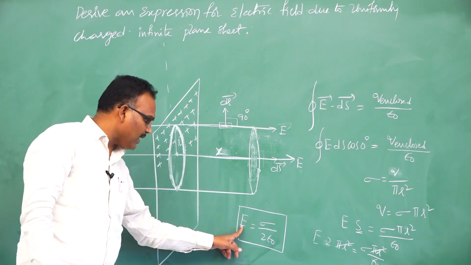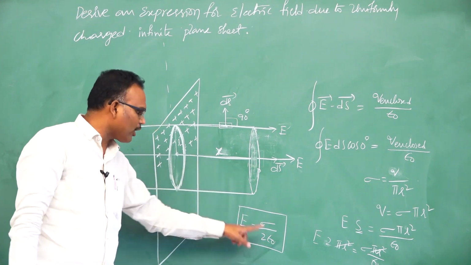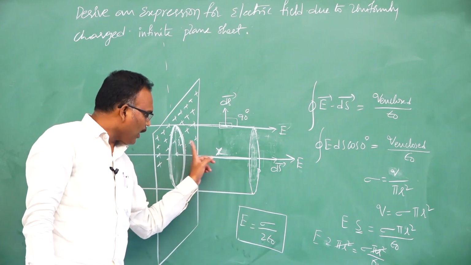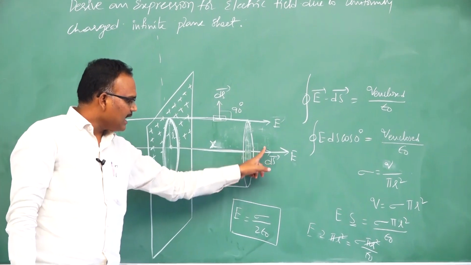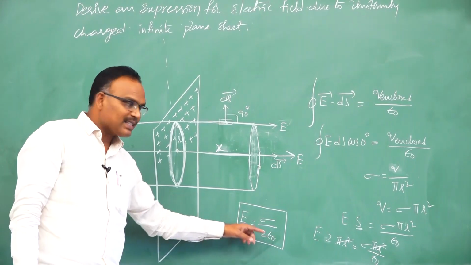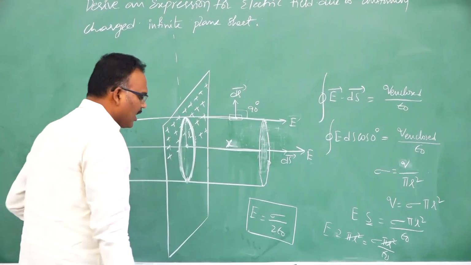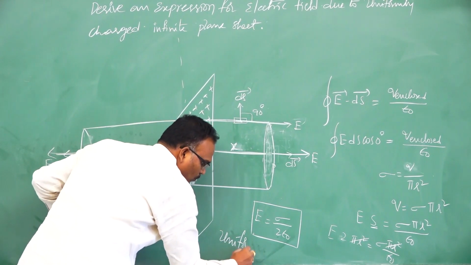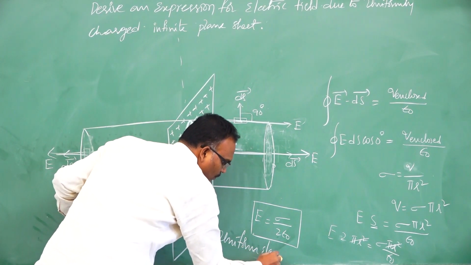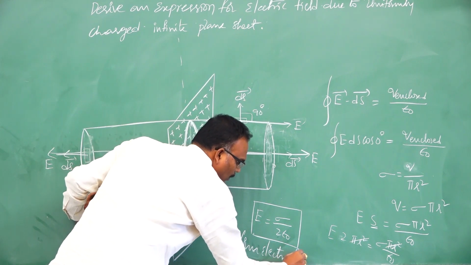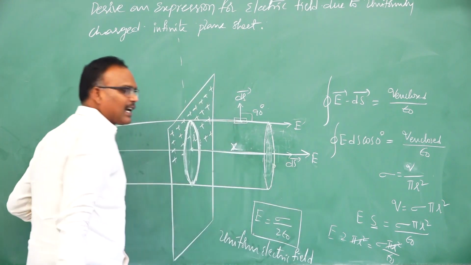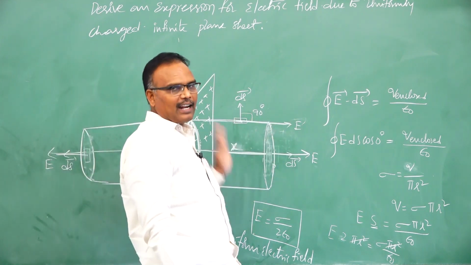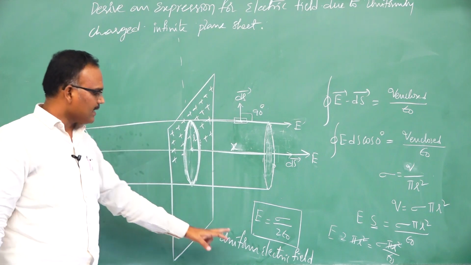Here you see electric field is independent of distance. X is not there here. Electric field at any point due to a thin sheet is independent of distance. That means electric field due to a sheet is uniform electric field. Whenever you want a uniform electric field, you need to supply charge to a sheet. Then you will get a uniform electric field, that's it. Okay, this is important.